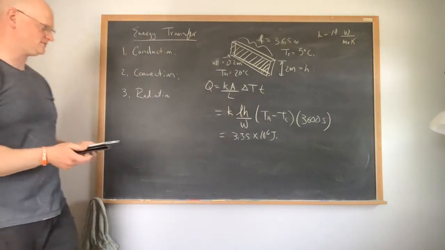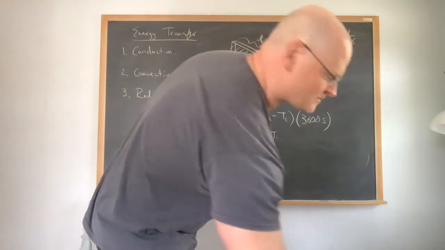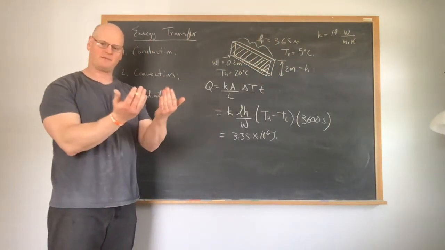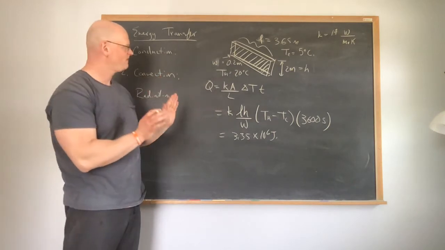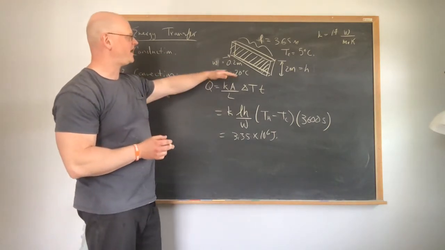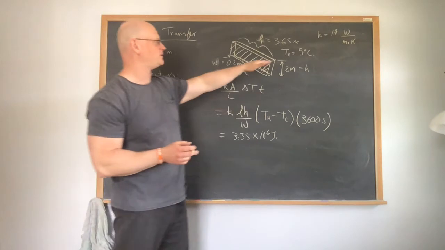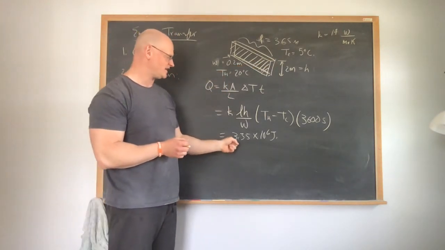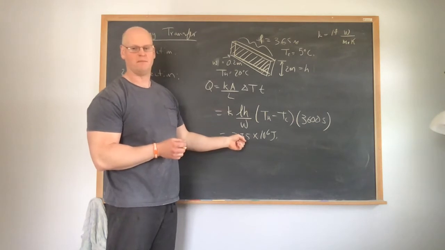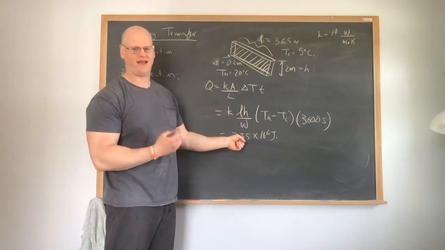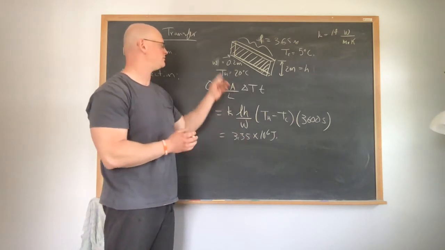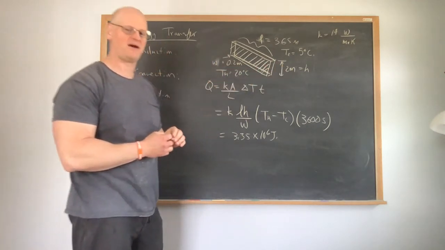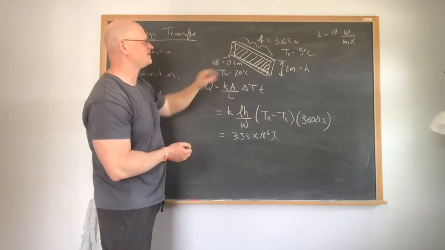So basically, what does this mean then? If my house was purely made out of concrete, and in the middle of the wintertime I had it at 20 degrees on the inside and it was 5 degrees on the outside, in 1 hour I'd be losing 3.35 megajoules worth of energy. That's how much energy would be transferred from the inside of my house to the outside, which means I have to supply that energy back to keep this at 20 degrees.